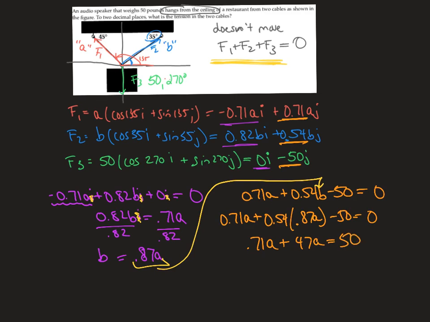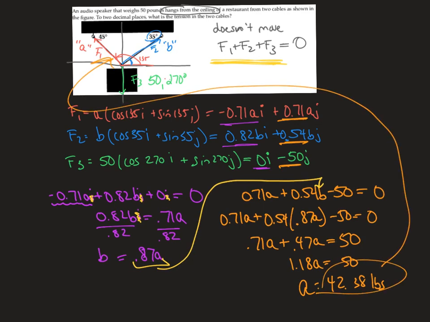So then 1.18A equals 50. And so when I divide both sides by 1.18, I get A equals 42.38 pounds. And so that's actually the magnitude of that vector right there.